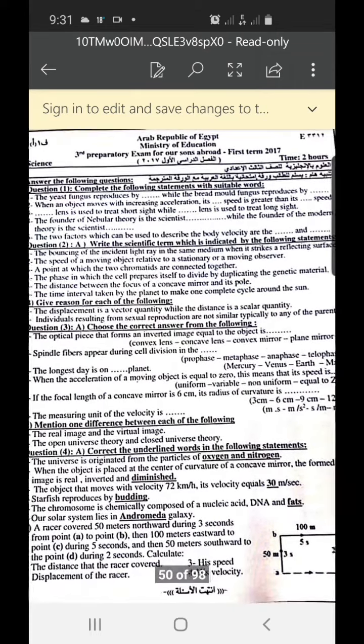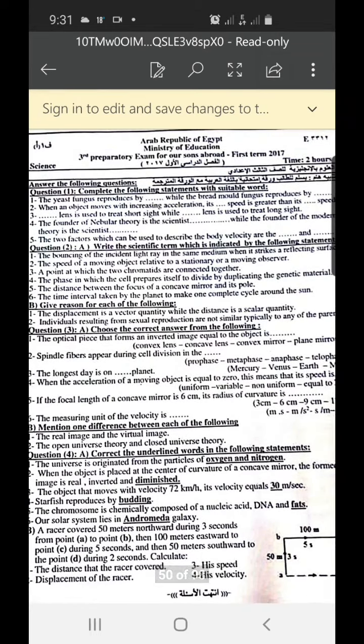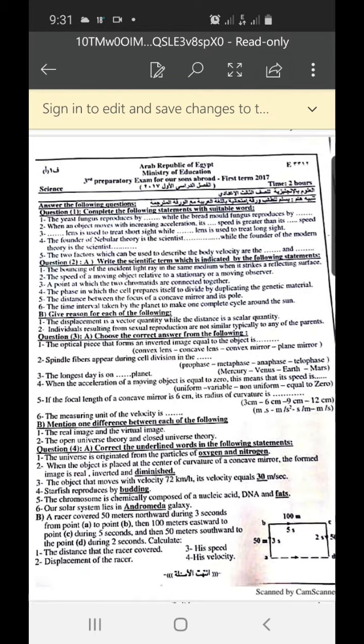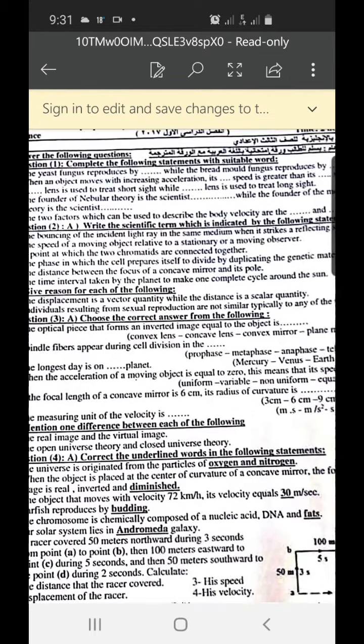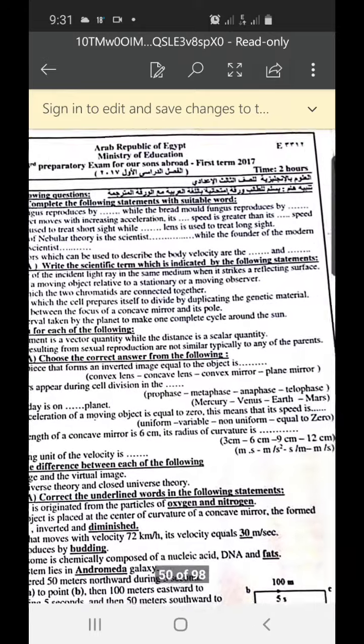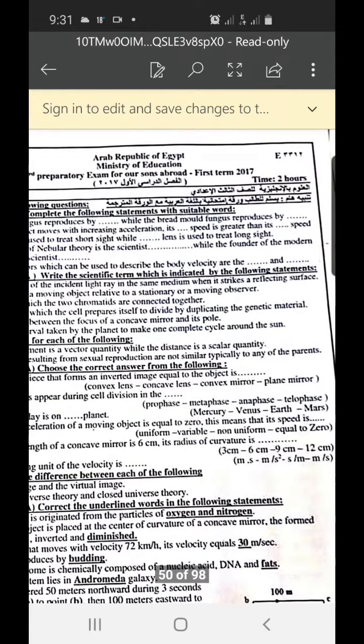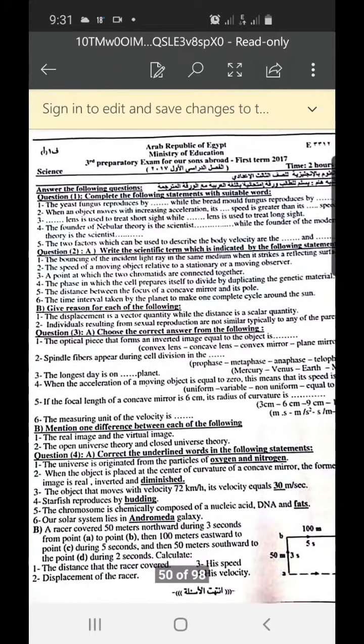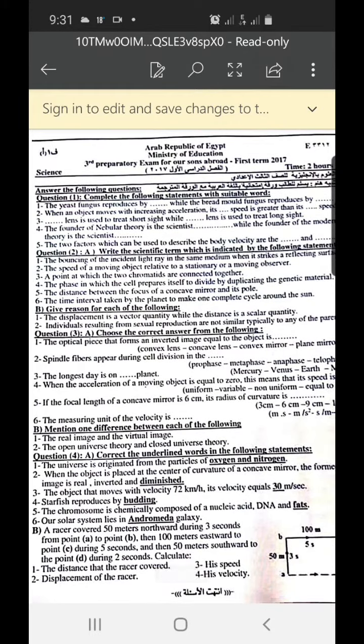Question number 2, write the scientific term which indicate by the following statements. Number 1, the bouncing of incident light ray in the same medium when it strikes a reflecting surface. The answer is light reflection. Bouncing of light ray when it falls on a reflecting surface, it is light reflection.